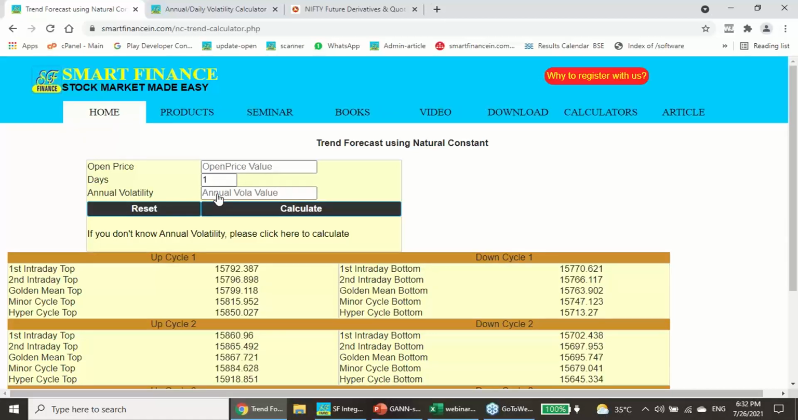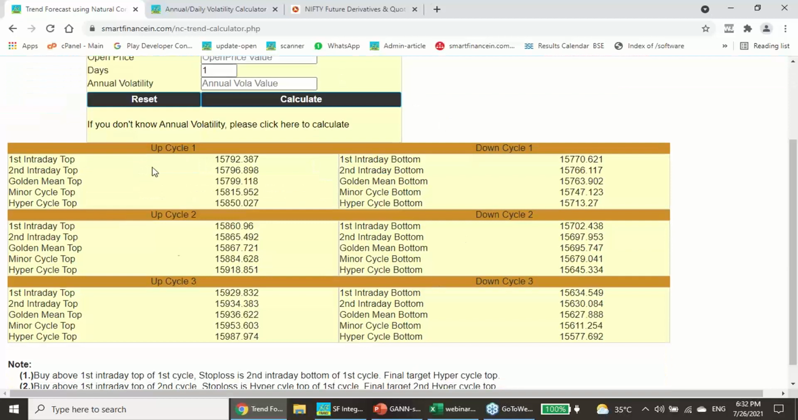So I made the calculation. Just have a look here. This is my first cycle, minor top, crossover, hyper top. This is my first cycle, and mostly the first intraday top, the second, and the golden mean. These three are the consolidation zone. Once the breakout happens, this is a consolidation zone. As a trader, you need to see that yes, the first top is being created. These three price points have to be crossed over.